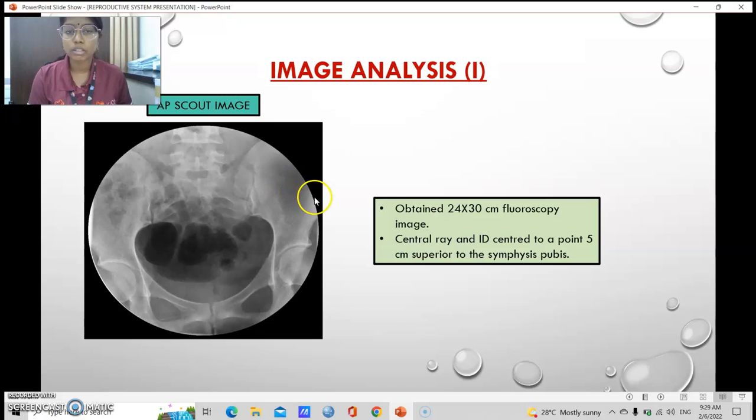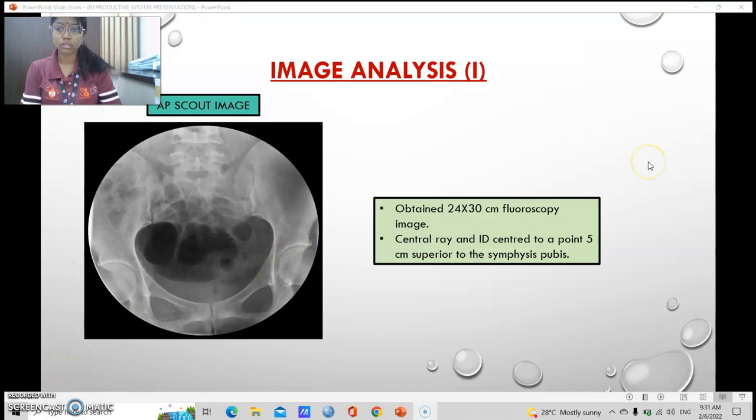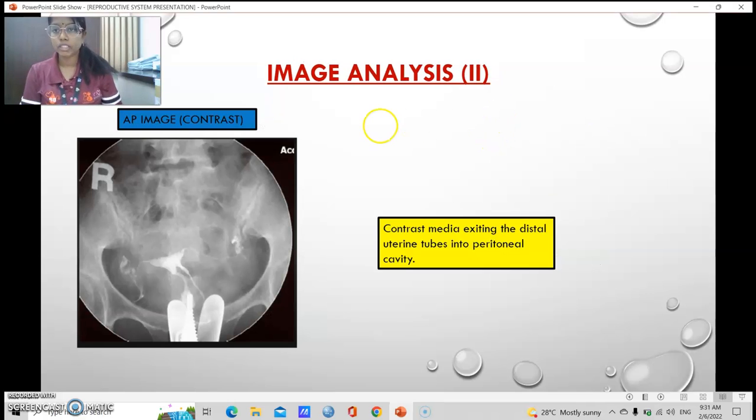Okay, this is the AP scout image obtained, 24 by 30 cm fluoroscopy image. The center ray is centered 0.5 cm superior to the. Okay, next. AP image with contrast, the contrast media exiting the distal uterine tubes into the peritoneal cavity. This is the peritoneal cavity and you can see the contrast media exiting from the uterine tubes. And there is a right side marker here.